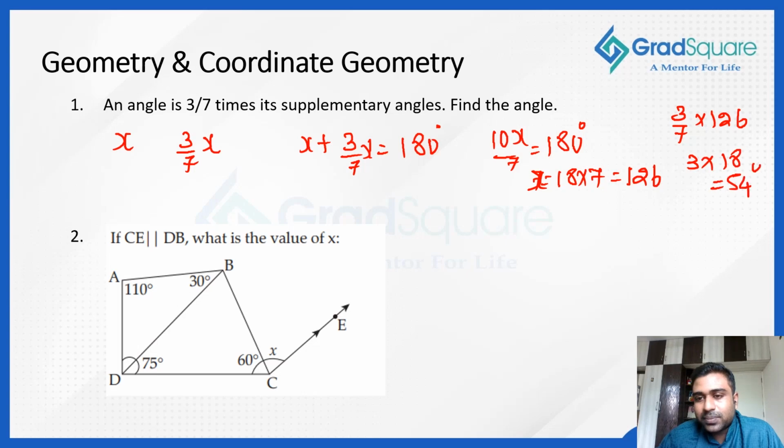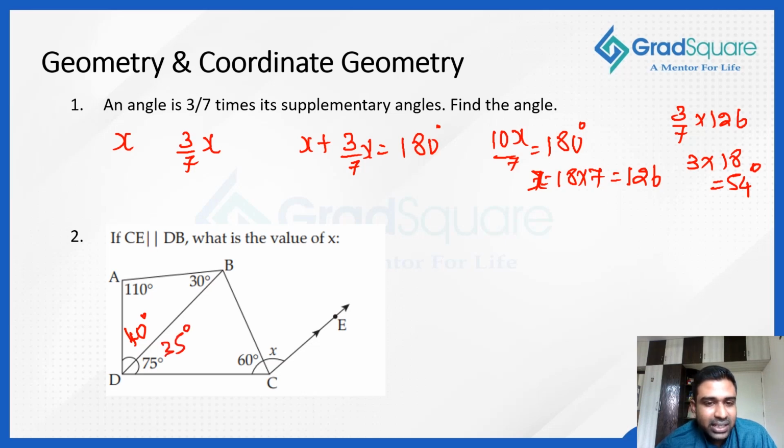So 3 by 7 of 126 will be your answer, which is equal to 3 into 18, 54 degree will be your answer. And here, by applying the basic properties of triangles, we will be able to find the value of x here. Here in triangle ADB, sum of the angles of a triangle is equal to 180 degree. So these two angles sum up to 140. So this angle will be 180 minus 140, which is 40 degree. And the total angle here is 75. So angle BDC will be equal to 75 minus 40, which is 35 degree.